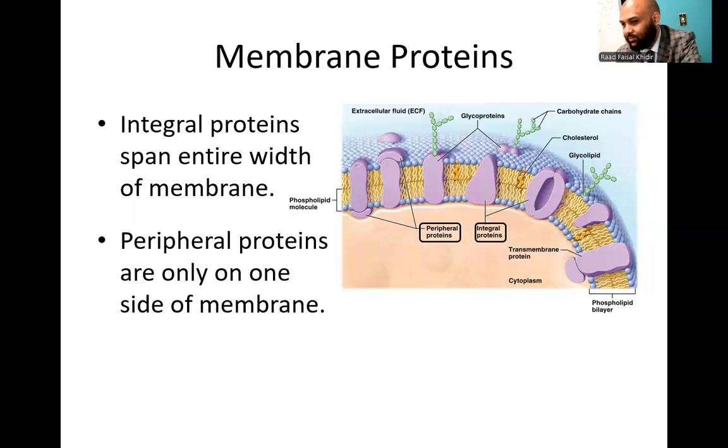So the transmembrane protein is not the same as the integral protein? Yes. It has two names. And peripheral proteins are on only one side, either the outside or the inside.